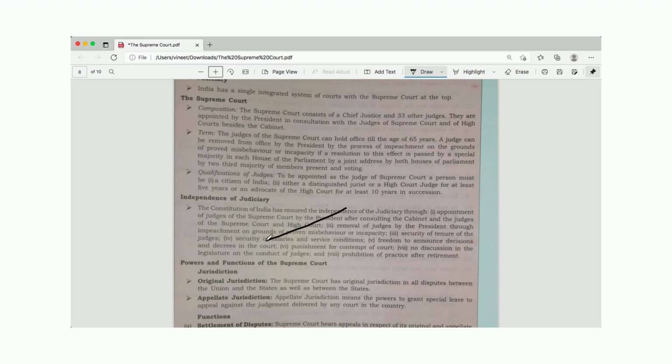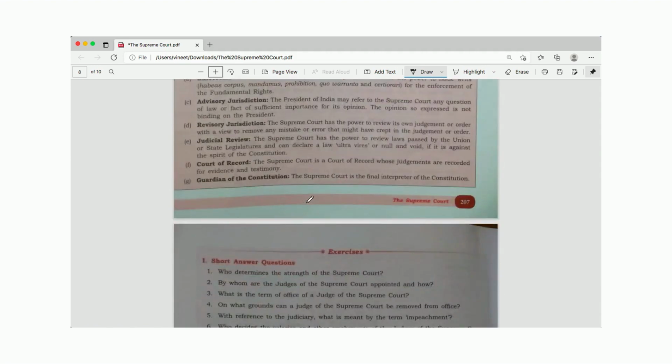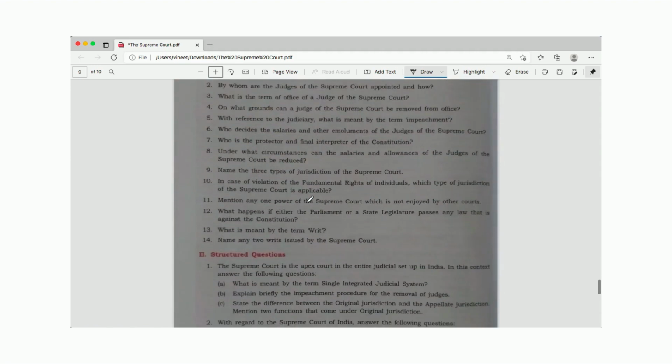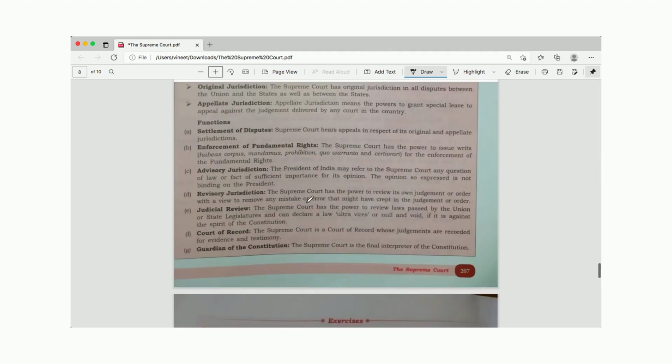Here also, independence of judiciary according to present syllabus you are not doing. You're doing the term, qualification of judges and composition, and then you're doing the various kinds of jurisdiction of Supreme Court. Always practice these questions at the end of the chapter. They really help you to understand the chapter very well.